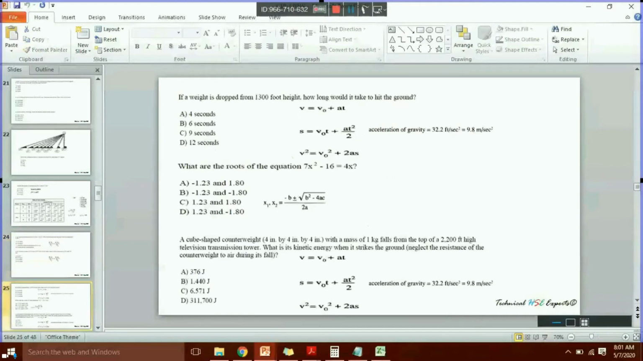The variables of these factors we have already seen, right? V is for velocity, then initial velocity, acceleration and time. S is nothing but the distance. Okay, let us move on to the question. If a weight is dropped from 1300 foot height, how long would it take to hit the ground? So imagine in the practical way, if you drop the spanner from this much height, they are asking how much time it will take to come down. So here, given the height, they are asking the time. Am I right?